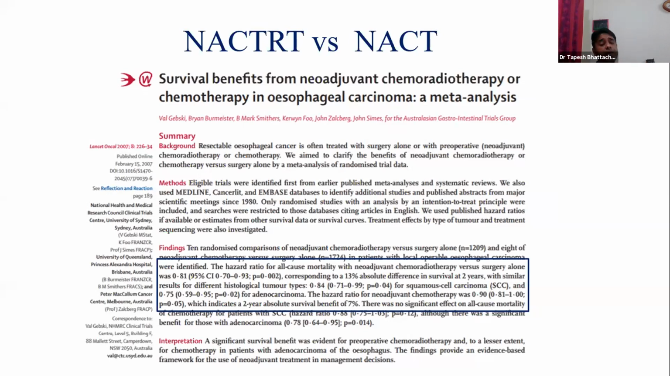So what have they interpreted? They have interpreted that a significant survival benefit was evident for preoperative chemoradiotherapy, and to a lesser extent, because it was 13 and 7, for chemotherapy in patients with adenocarcinoma of the esophagus. The findings provide an evidence-based framework for the use of neoadjuvant treatment in management decisions. So they are saying both have given benefit. Neoadjuvant chemoradiation has given slightly better benefit, that was 13%, and neoadjuvant chemo 7%.